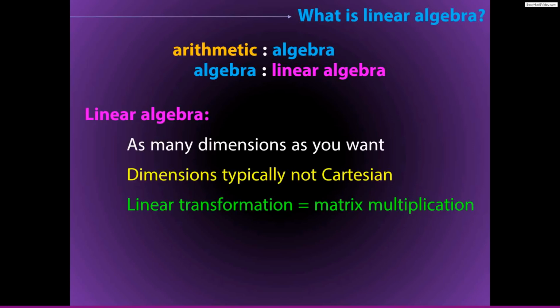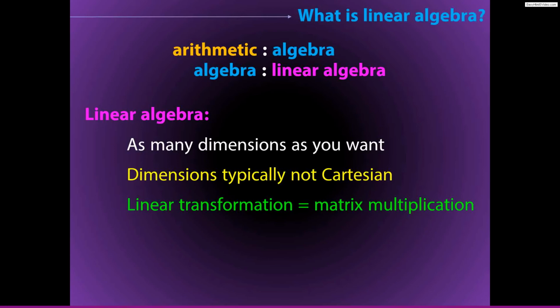Linear algebra gives you many dimensions. There's no cap on the number of dimensions that you can have. Interestingly and importantly, in linear algebra the dimensions are typically not Cartesian. You think about your typical two-dimensional space, the xy plane, the Cartesian plane. The two axes are orthogonal to each other, but usually in linear algebra, these dimensions are not orthogonal to each other, and there can be many advantages to that.